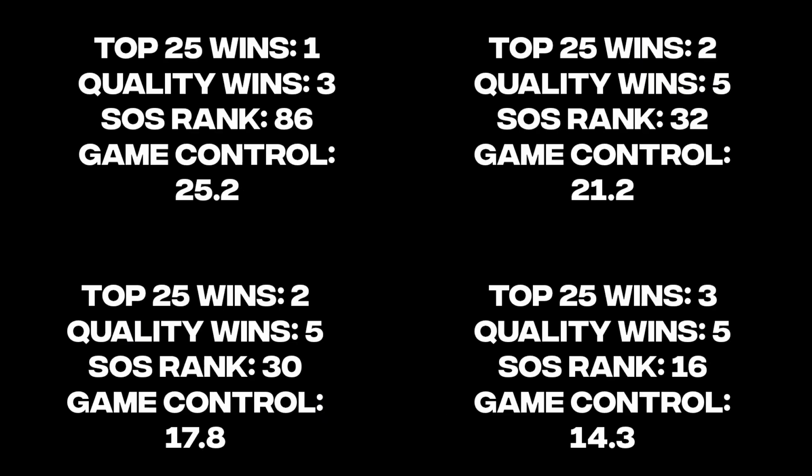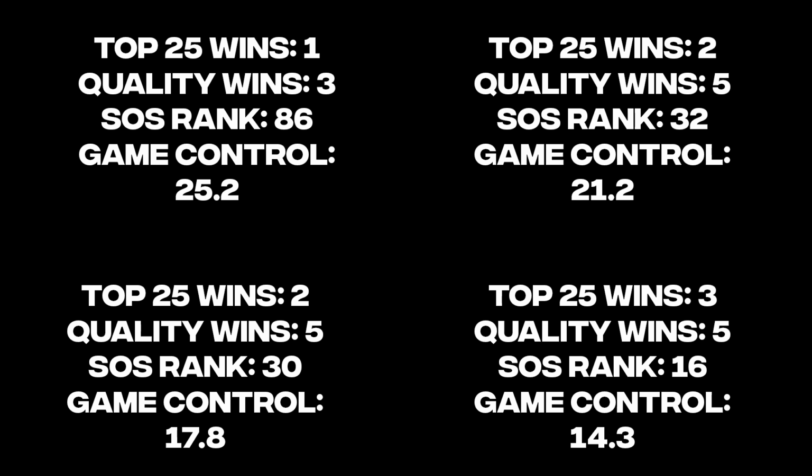All right, so we got a blind resume. We got 4 teams that are 11-1. Same record. But not all records are created equal because we have one team with 1 top 25 win, 3 quality wins, 86 strength of schedule, game control 25.2. Got another team, 2 top 25 wins, 5 quality wins, strength of schedule 30, game control at 17.8.